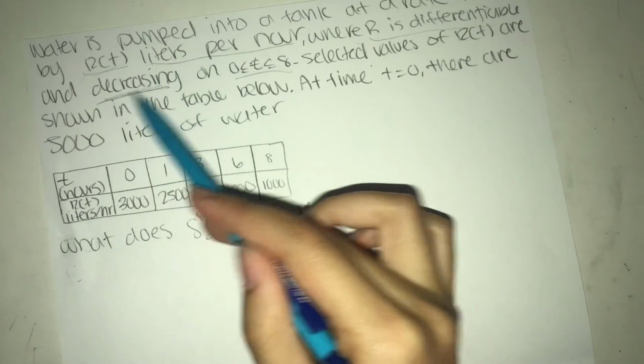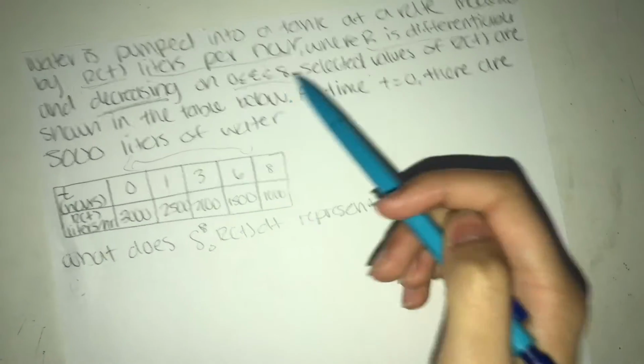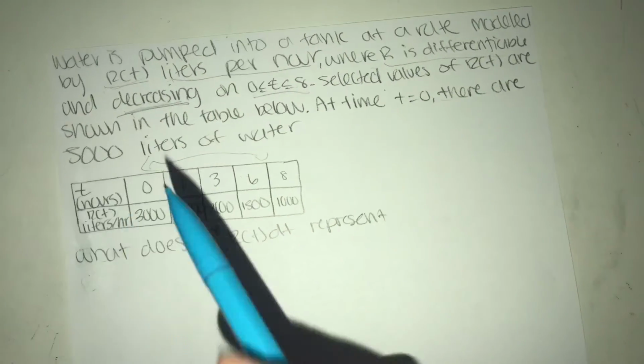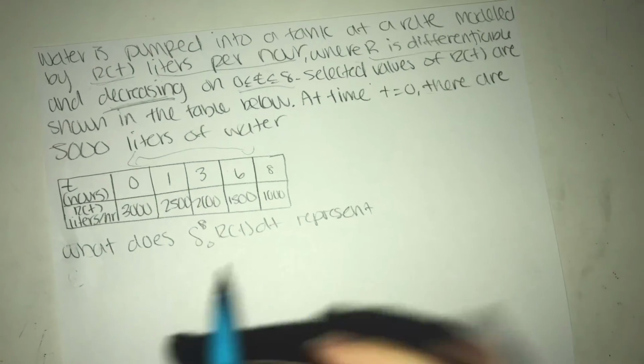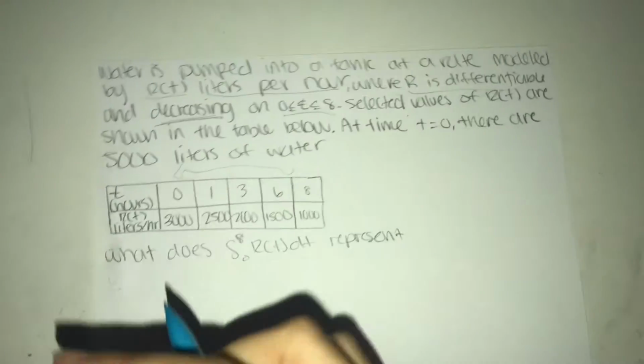Like the units, this is decreasing. It's an interval 0 to 8, so it's like right here and here, okay, 0 to 8. At time t equals 0, there are 5,000 liters of water. Okay, so let's start. It's saying, what does the integral from 0 to 8 of R times dt represent? So it's kind of like a context problem.